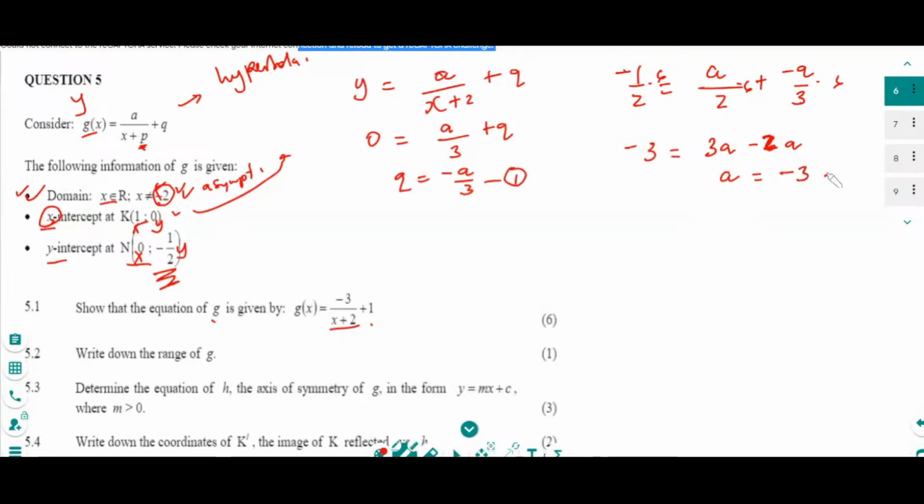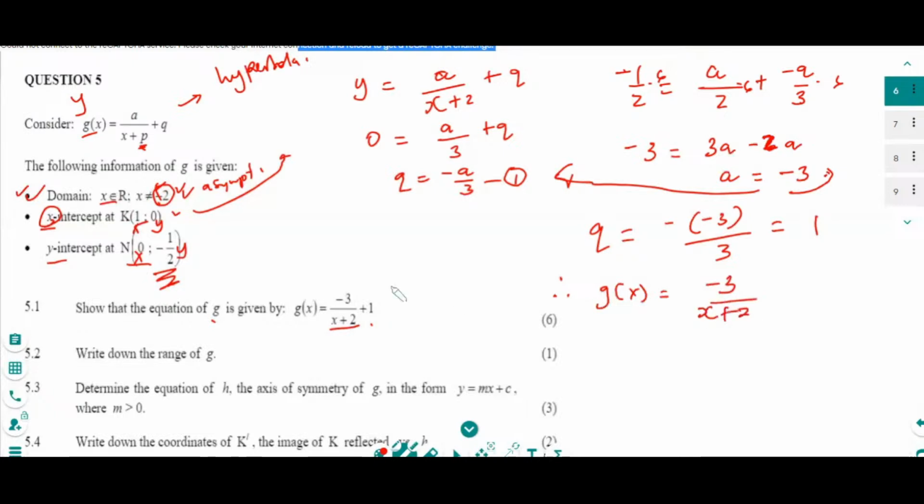And then I can take this a and then substitute it somewhere here to get my value of q. So q is negative 3 over 3. And then that gives us a positive 1. Therefore, my g of x, we have our a, which is a negative 3 over x plus 2, and then our q is a plus 1. Okay, there we go. Then they're asking us to determine, sorry about that.